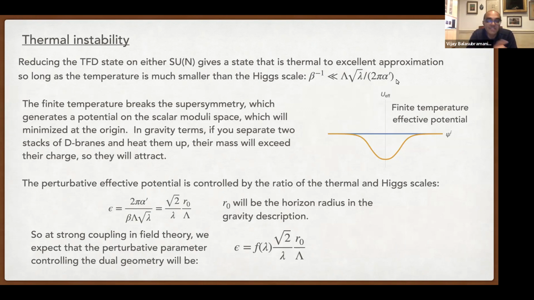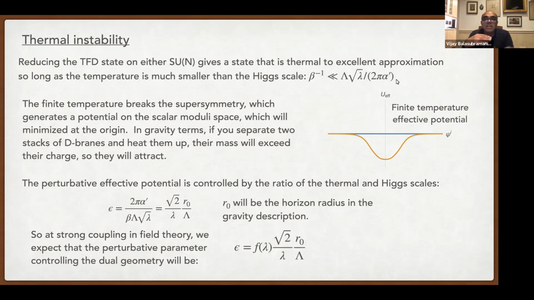But as Shamit said, the finite temperature breaks supersymmetry, which will generate a potential on the moduli space. If you make the thing all non-compact, you can try to make this thing very slow. But let's suppose that it's on a large torus or something. Anyway, it'll generate a potential, and this will be minimized at the origin. Another way of saying this is that in gravity terms, if you take two stacks of D-branes and heat them up, their mass will exceed their charge, so they're going to attract. That's what will happen.